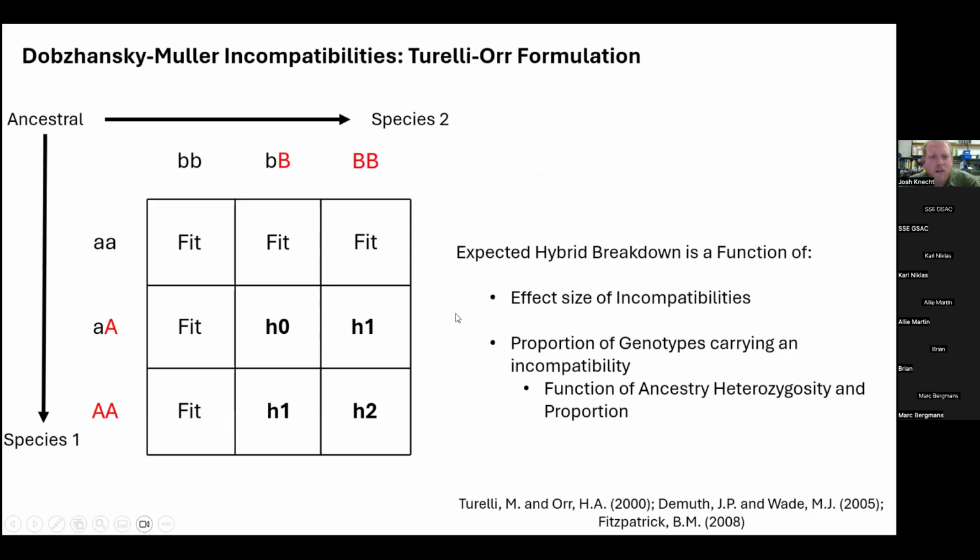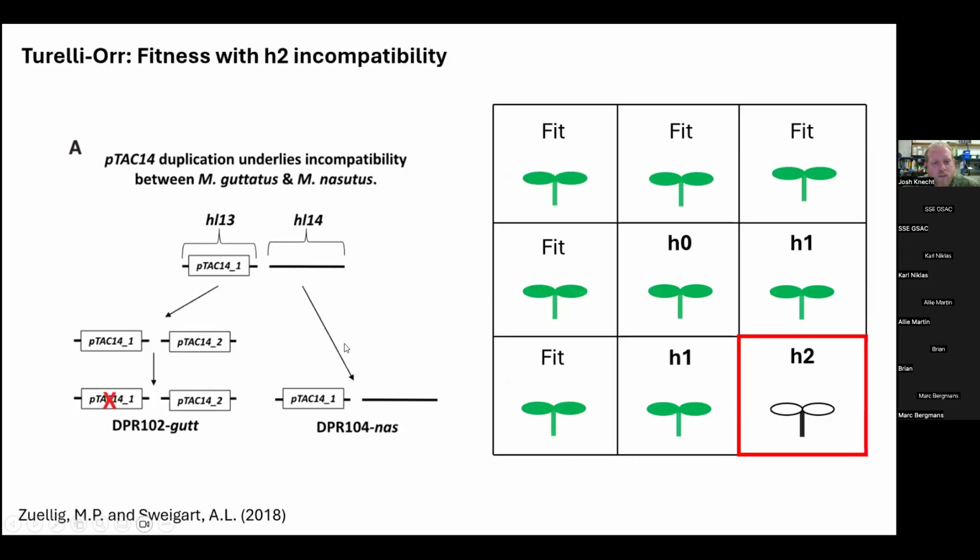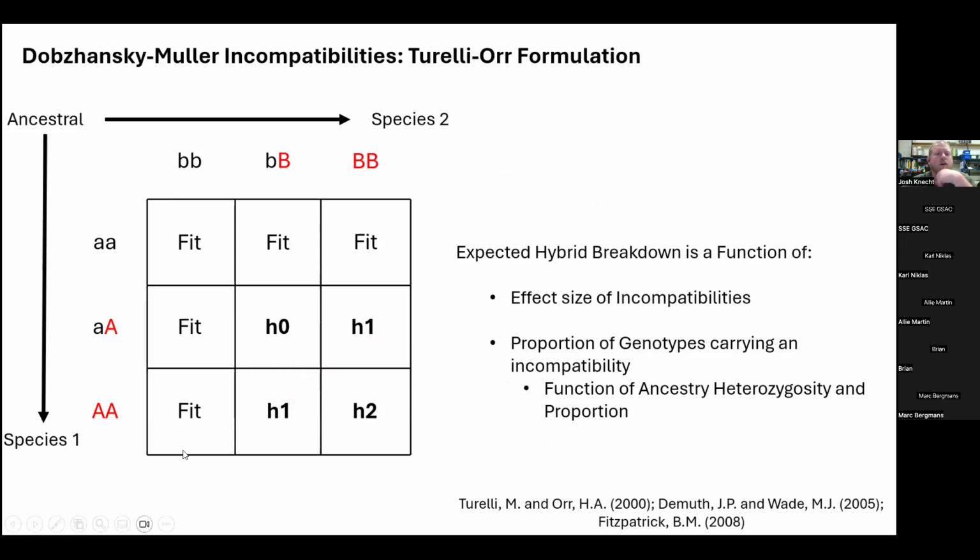So this model has been around for quite a long time, but Turelli and Orr formalized it into a mathematical model where they talk about these four genotypes, and they define them in terms of the number of homozygous genotypes involved in the interaction. So in here we have the H0, which is all the genotypes in F1. It's an interaction between two heterozygous loci. Then the H1 genotypes are interactions between a homozygous locus at one locus and a heterozygous locus at the other one. Then H2 is interactions between two homozygous loci.